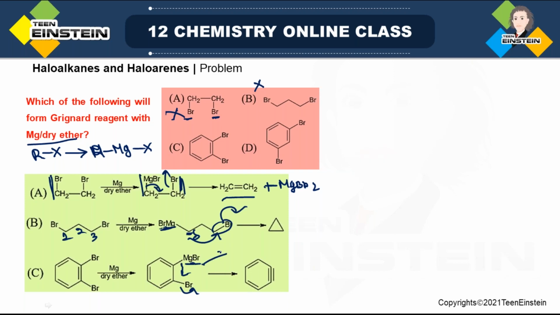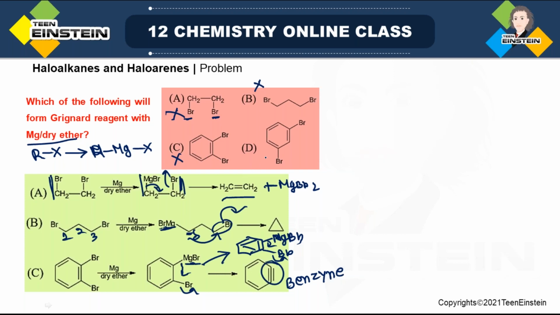First you convert this structure to the other resonance structure, then you can consider this type of elimination. You are getting CC double bond, and this is known as benzyne. Though it is not very stable, but still there is a chance of this type of reaction. So C is also not correct.